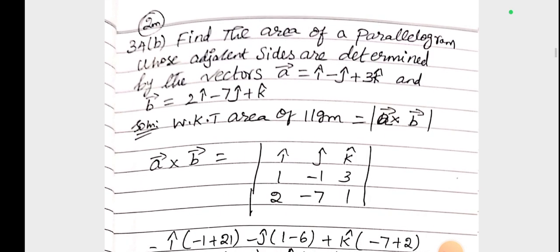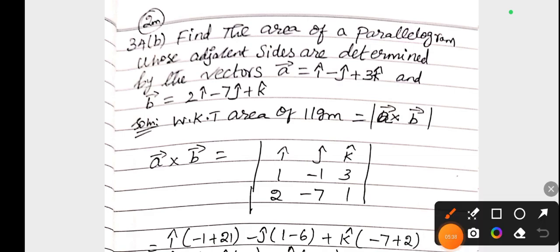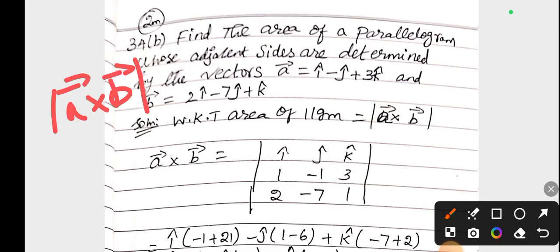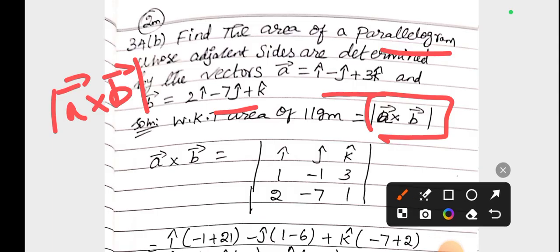Then the 34th question, another way. This is a book question only, children. Exercise 10.4, 10th question. Even in exercise 10.4, the first question also they have asked just the magnitude of A vector cross B vector. But in exercise 10.4, the 10th question, they ask to find the area of a parallelogram with the two vectors. We know area of parallelogram is magnitude of A cross B. So very simple. I have to find A cross B and then find the magnitude.